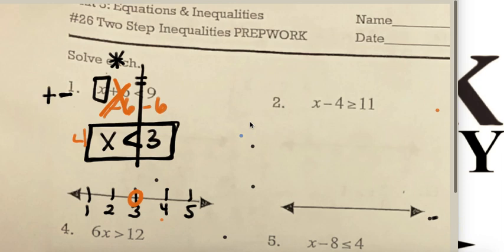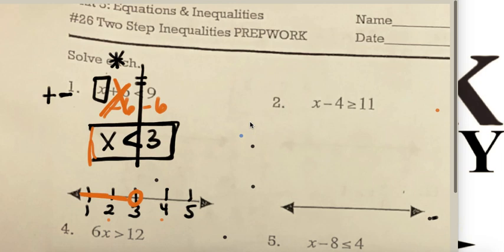So I do not want to shade in the direction of the 4. Instead, I want to go on the other side of the circle, and I want to shade maybe in the direction of the 2. So if I plugged in 2 here, would that make sense? Is 2 less than 3? Yes, that's true. So I want to shade in towards the 2.